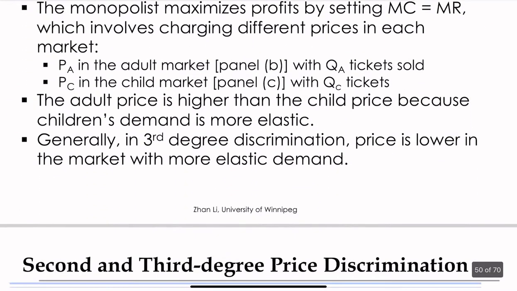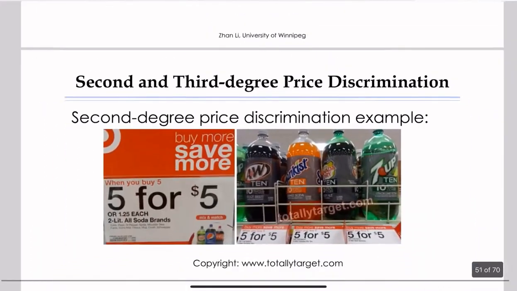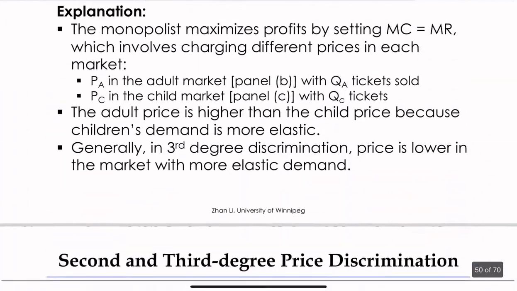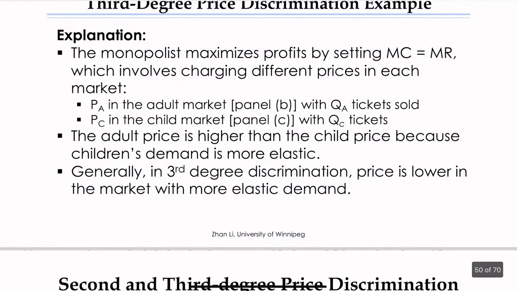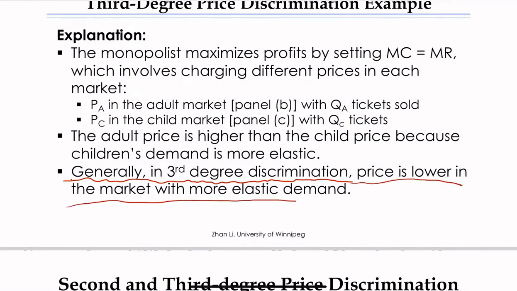Okay. Now, maybe I should summarize here. I guess I talked about most of these points here, but this last point is worth emphasizing. So, in third degree discrimination, price is lower in the market with more elastic demand.